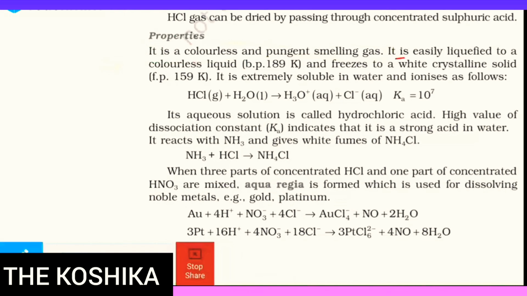Then it is easily liquefied to a colourless liquid. बॉइलिंग पॉइंट होगा 189 केल्विन and freezes to a white crystalline solid, और इसका फ्रीजिंग पॉइंट होगा 159 केल्विन. इसके अलावा कि ये एक्सट्रीमली सॉल्युबल होता है वाटर में और आयोनाइज कर देता है जब भी वाटर में जाता है. इसीलिए हम अपने एक्सपेरिमेंट्स में HCl का बहुत यूज करते हैं. Is it clear?